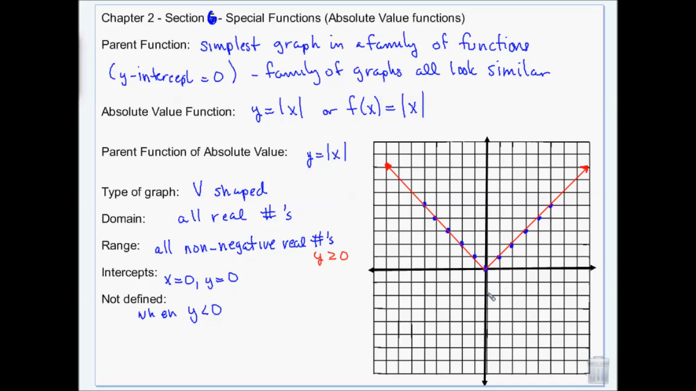And so it's undefined. When y is less than 0, there's no graph. There's no such thing, so it doesn't exist down here. It's undefined. And this is the parent function.